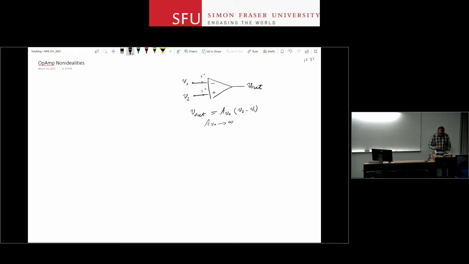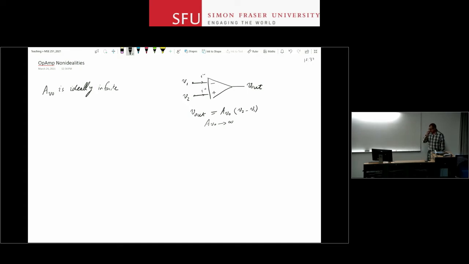So the first thing that I'm going to talk about is AV0. We assumed it is ideally infinite. Practically, we know that never happens. An infinite gain means that you get an infinite amount of power from 0 input power. That's not physical. That's not going to happen, right?